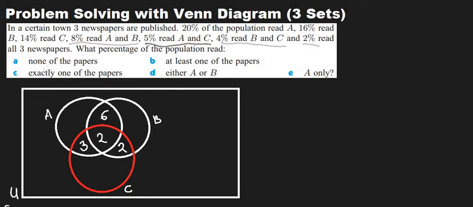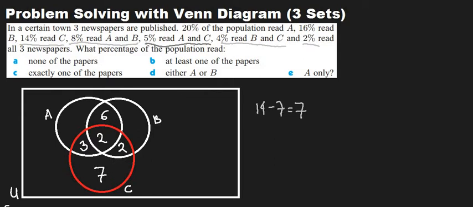Okay, next, again we go backward. 14% read C. So in this C circle, we should have 14%. But it's taken by 3, taken by 2, taken by 2. So we have 14 minus 3 plus 2 is 5, 5 plus 2 is 7. 14 minus 7 is 7%. We don't need to write the percent here. So this one should be 7.